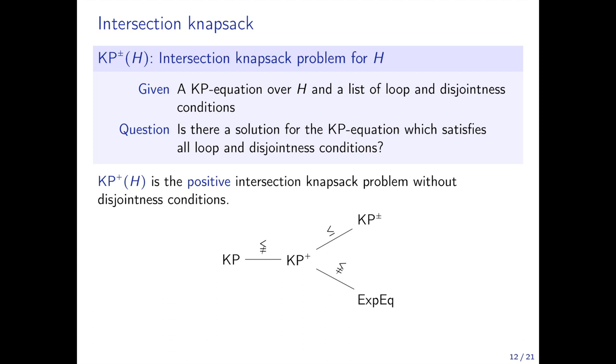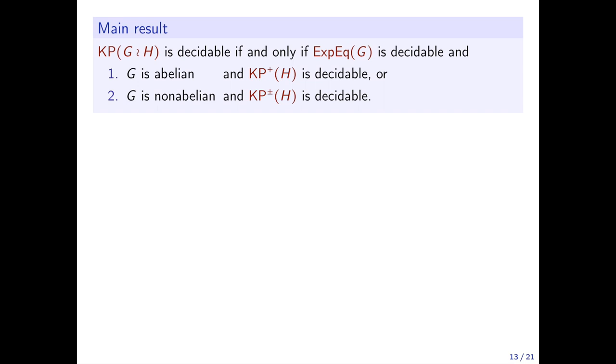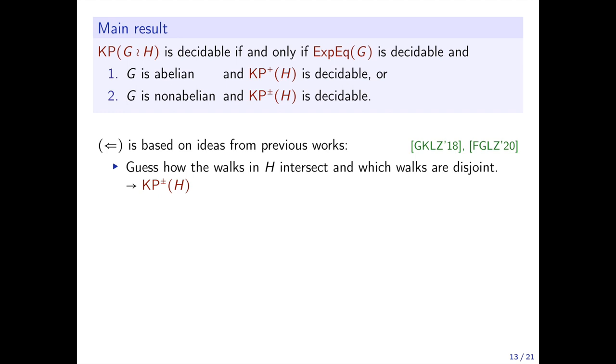So this is the main result. And for the rest of the talk, I want to give you a rough proof sketch and also provide some applications for concrete groups. So the direction from right to left, so the direction which solves the knapsack problem over the wreath product, is based on ideas from previous works. Roughly speaking, we need to guess how the walks in H intersect and which walks do not intersect at all. And this can be guessed and then verified using the oracle to the intersection knapsack problem.